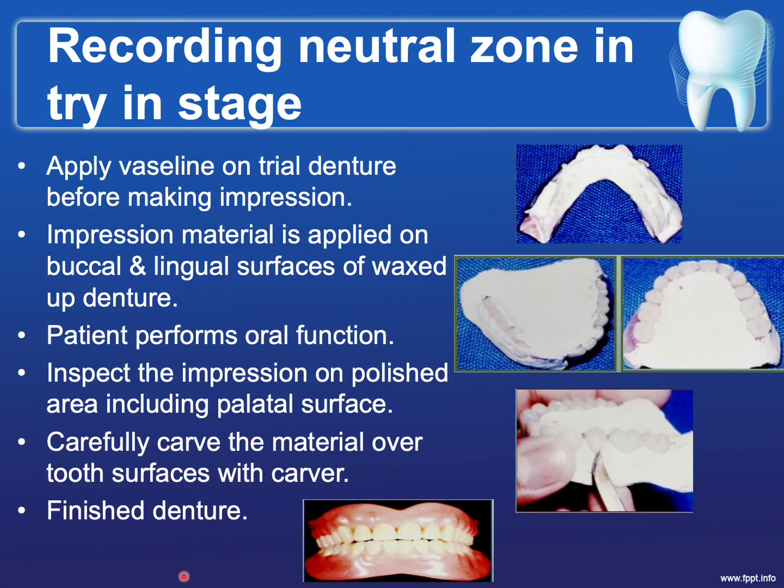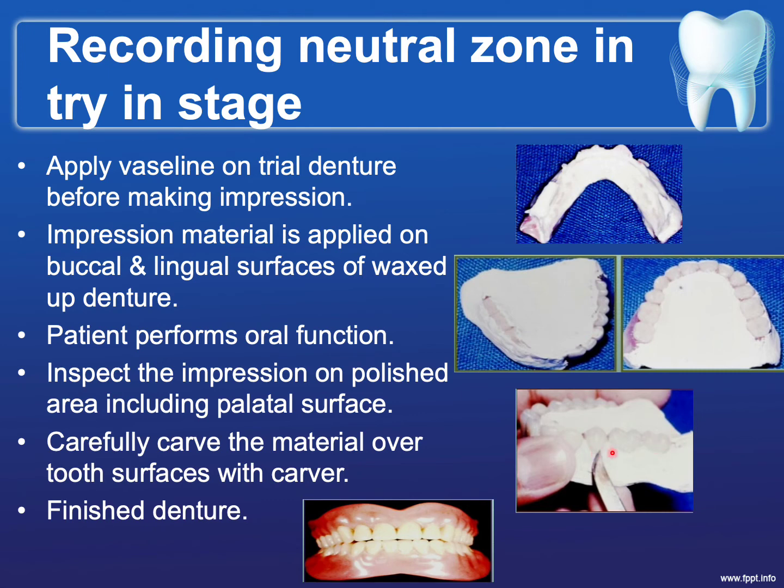Recording neutral zone in trying stage. Apply Vaseline on the trial denture before making impression. Impression material is applied on buccal and lingual surfaces of the waxed up denture. Patient performed oral function. Inspect the impression on polished area including palatal surface. This is the result as we see in these pictures.